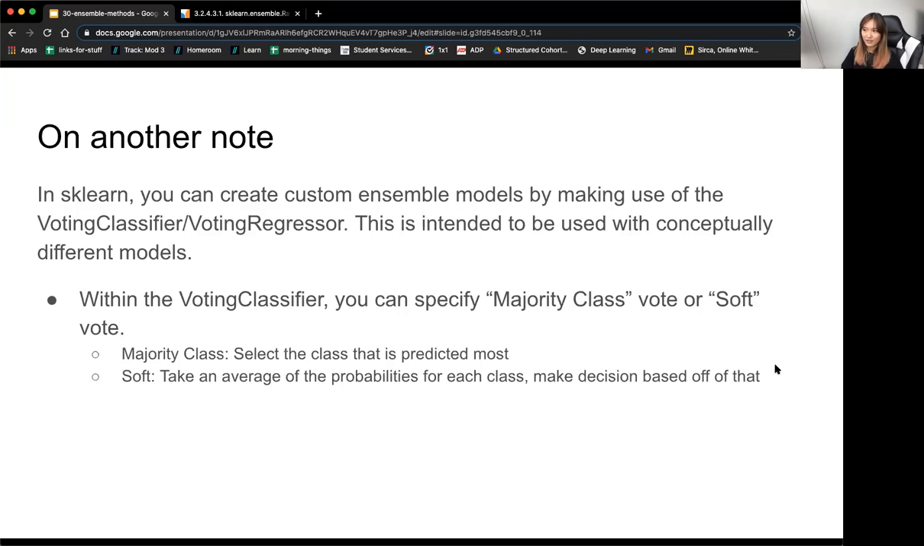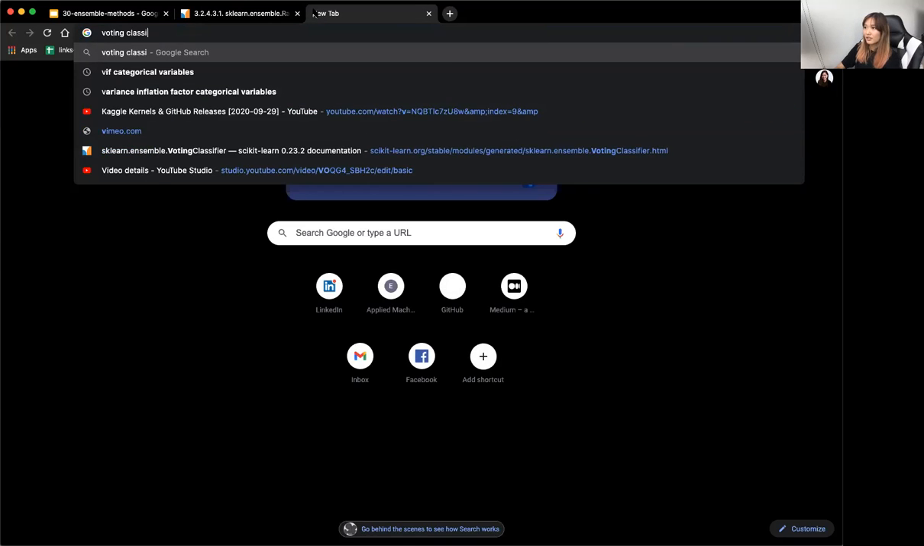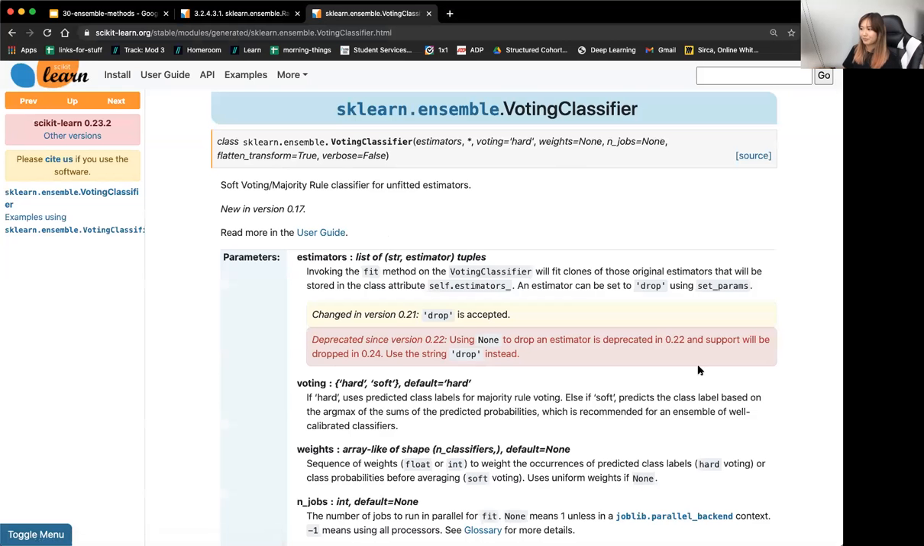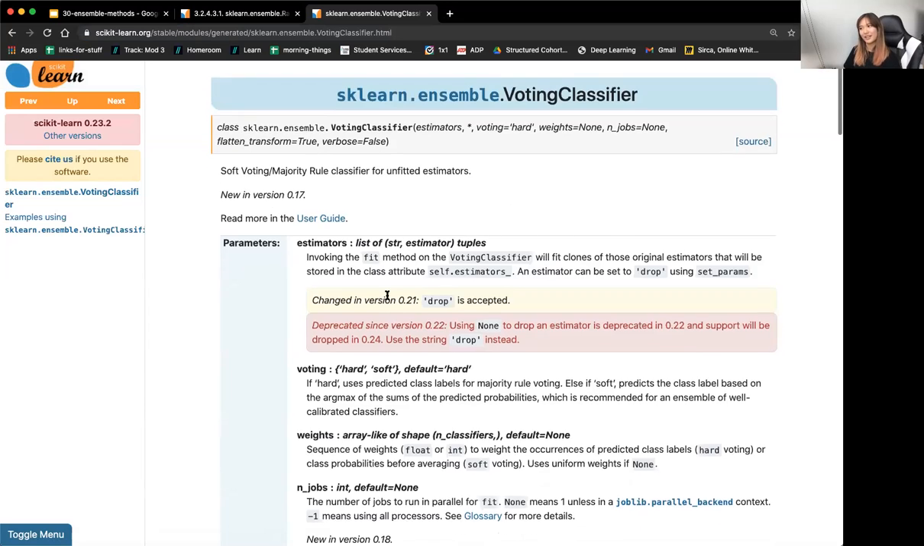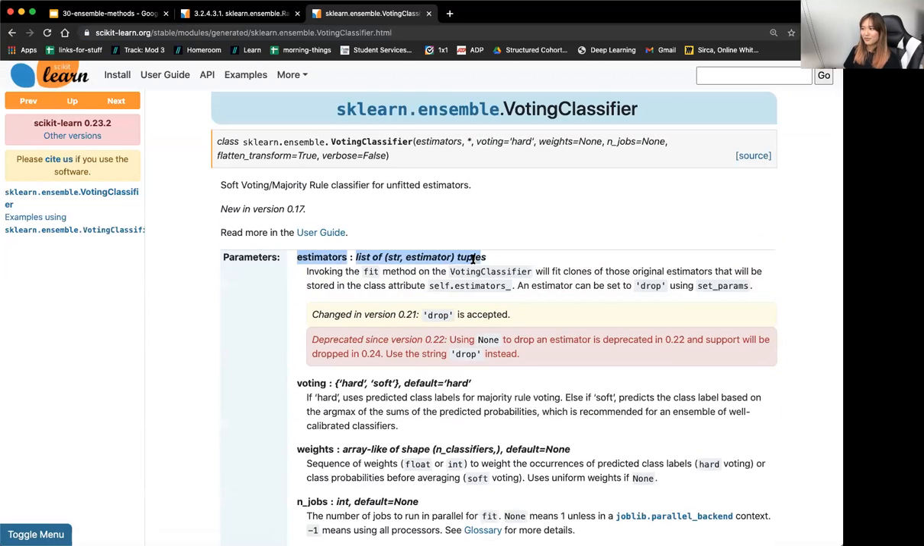Within scikit-learn, there is a voting classifier or voting regressor model that you can actually use. And it's pretty cool. Let me actually pull up the documentation real quick. Voting classifier. So with your voting classifier, you can see here that one of the parameters is a list of your tuples of your estimators.